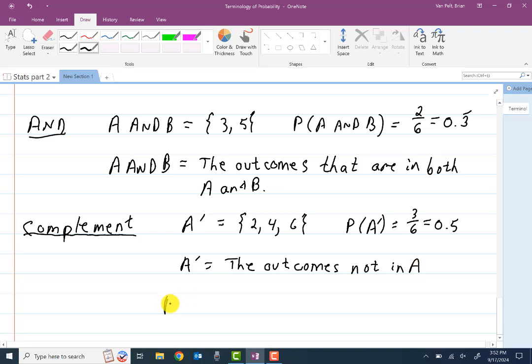And another thing you might want to know, the probability of an event plus the probability of its complement equals 1. So I can show you real quick. We saw that the probability of A prime is 0.5. Well, the probability of A is also 0.5. So they just happen to be the same, but they do add up to 1.